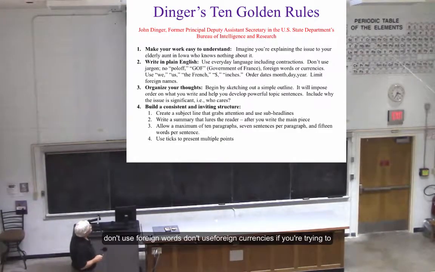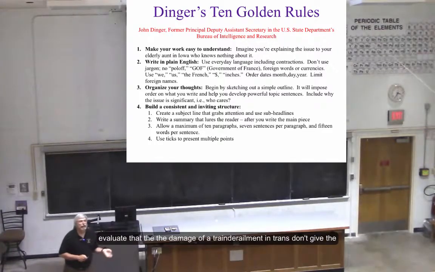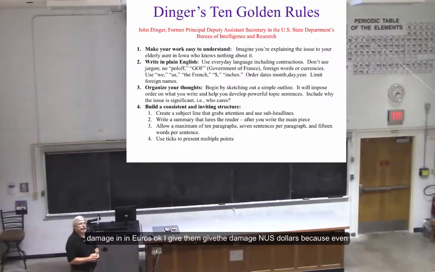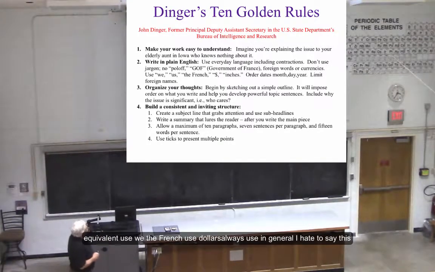Don't use foreign words, don't use foreign currencies. If you're trying to evaluate the damage of a train derailment in France, don't give the damage in euros. Okay, give the damage in US dollars, because even though it's in France and it's going to cost the French so many euros to fix the problem, we think in dollars here. So convert and give the approximate dollar equivalent. Use we, us, the French.